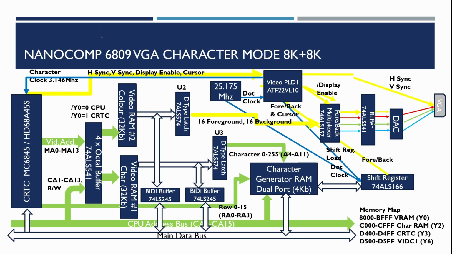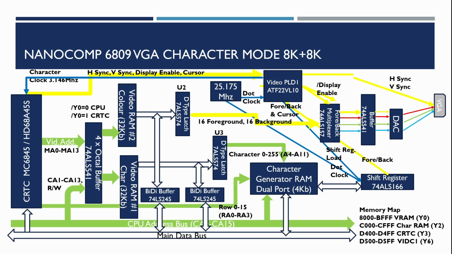So this is the VGA character mode. The memory map is down the right hand side here, and I allocated a 16K region to the video RAM, and that's known as the Y0 address select on the chip enable there. But we also had the character RAM, so the character generator was at C000. The way this video display works, it makes use of a VGA compatible 25 MHz dot clock.